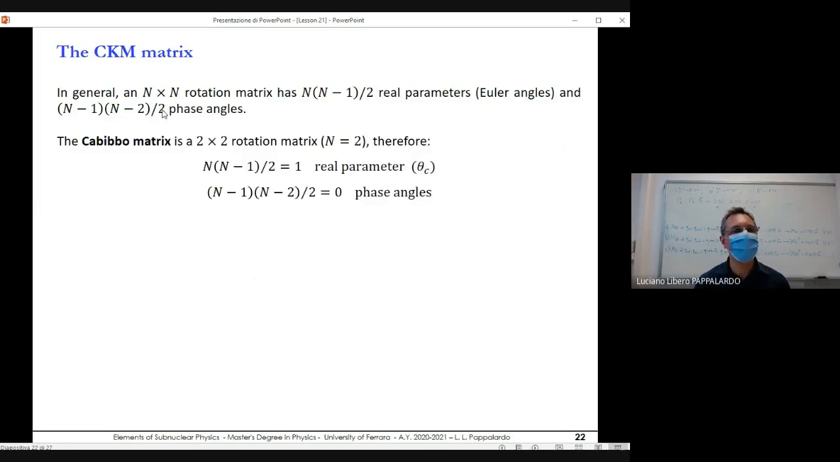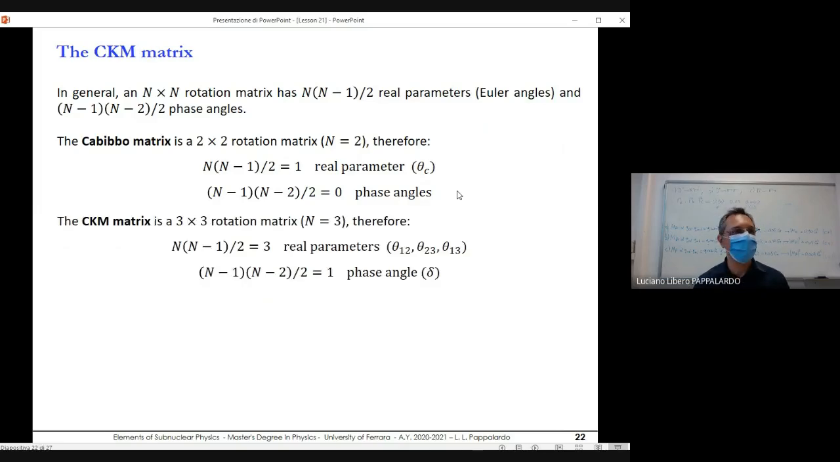So let's consider the case of the Cabibbo matrix. The Cabibbo matrix is a 2x2 rotation matrix, so n is equal to 2. And so the number of real parameters at the end is just 1. In fact, we have only one parameter, which is the Cabibbo angle. What about phase angles? If you apply this formula here with n equal to 2, you get 0. We don't have any phase angle, just one real parameter.